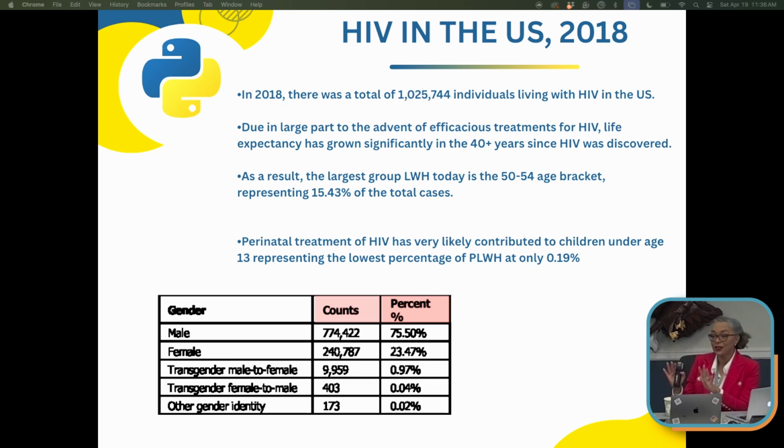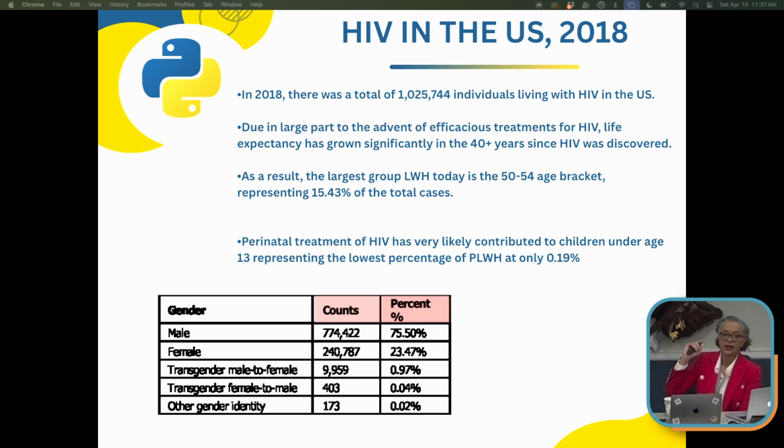Now, the challenge with being over 50 is, besides your knees and your elbows and everything else starts hurting, I'm representing here, that other comorbidities like heart disease and diabetes can kind of come into play. And so there's a whole other new set of things that we have to look at now when we're looking at this population. Now, perinatal treatment of HIV has very likely contributed to why children under the age of 13 represent the lowest percentage of people living with HIV at 0.19%. So what that basically means is that if a mother tests positive for HIV, the baby can be treated prenatally, and that will prevent the HIV from passing from mother to child. And again, that's a great discovery.